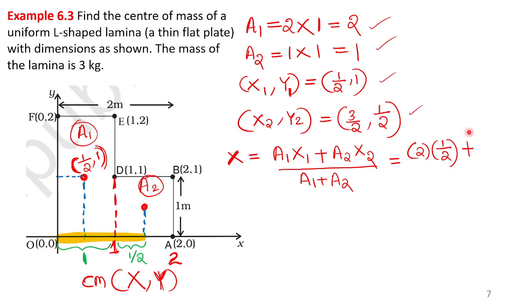A1 and A2 is the length, right? A1 and A2 are the areas. A2 is the area of the second sheet. It is 1. I am simply substituting. Okay, sir. x2. What is x2? Is it written? Yes. x2 is 3 by 2. Look here. x2 is 3 by 2. Right?